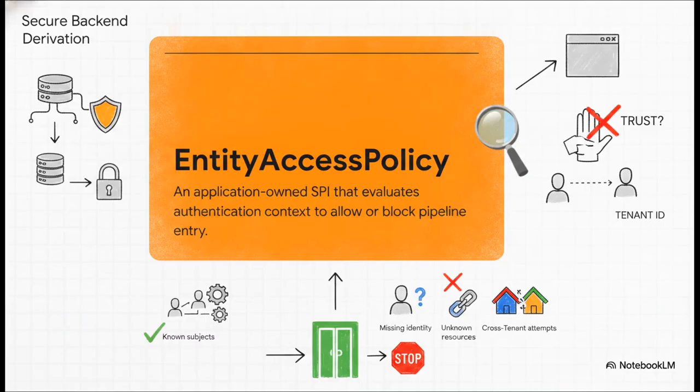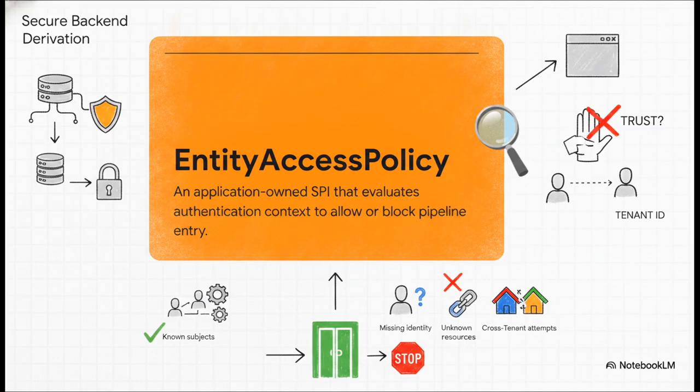And at the heart of that fail-closed system is the entity access policy. This forces you to securely derive identity on the backend. No more blindly trusting whatever tenant ID the client's browser decided to send over. You implement this as a strict allow policy, granting operations only for known subjects, and outright denying missing identities, unknown resources, or cross-tenant attempts.